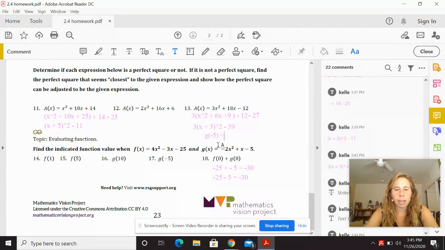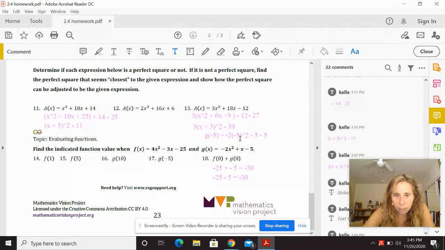So everywhere I see an x, I'm going to substitute in my negative 5. So that's negative 2 times negative 5 quantity squared, and then plus negative 5, so I'm just going to write minus 5. And then rewrite your minus 5 again. Oh, this is a lot of negative signs.